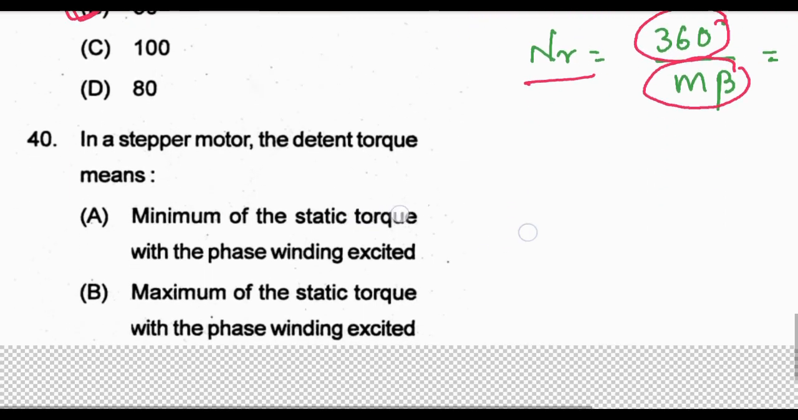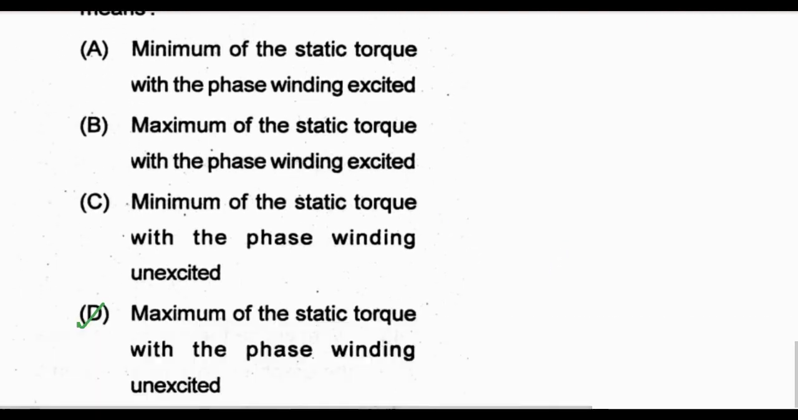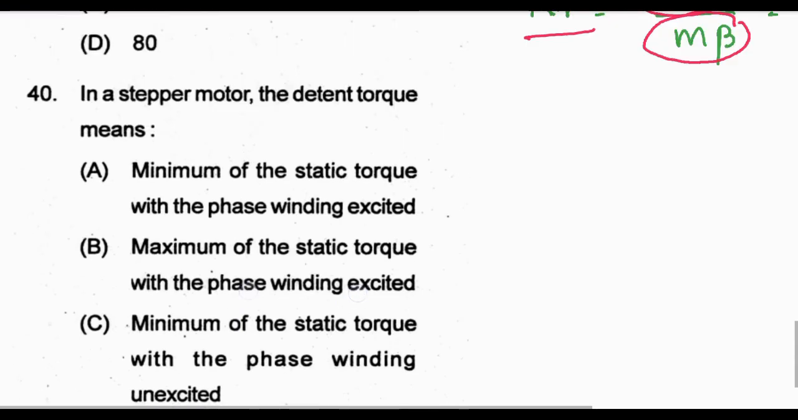So the next question is question number 40. In a step motor, what does the detent torque mean? The detent torque definition is the maximum of static torque with the phase winding unexcited. This is the definition. Option D is the correct answer.